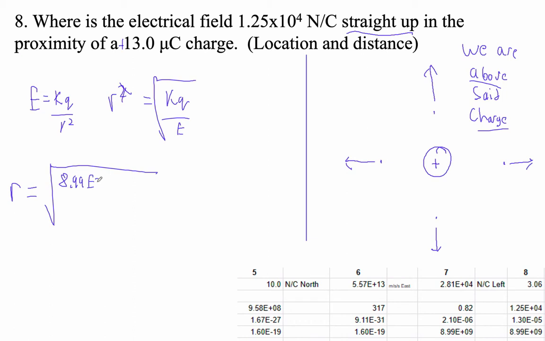8.99 E9 times charge 13 E minus 6, right? Notice we're taking the square root. If that had been a negative charge, honestly, I'd just stick the positive in there, but you don't have to do that. This could be a negative, but the electric field could also be negative, because if the E is positive, that means it's away, but an electric field toward a charge would be in the negative direction.